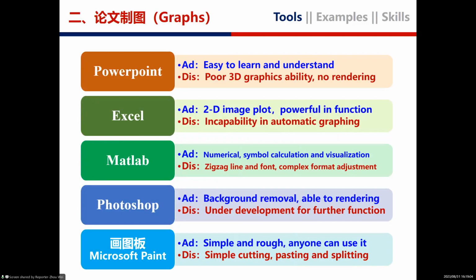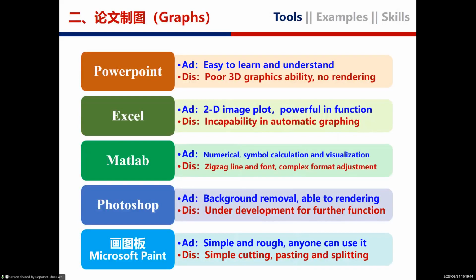MATLAB is a very powerful mathematical software in numerical calculation, symbolic calculation, and visualization in different terms. However, the given figure line is not smooth. The font and the other format is difficult to adjust. Photoshop, what we call PS, is very good at background removing and rendering, sometimes reconstructing contaminated images, making your rough original image look elegant and prominent by adjusting its brightness and contrast. Anyway, we still have a lot of other functions to develop in Photoshop.